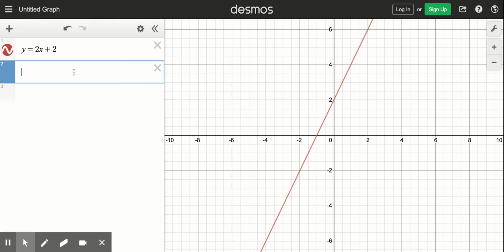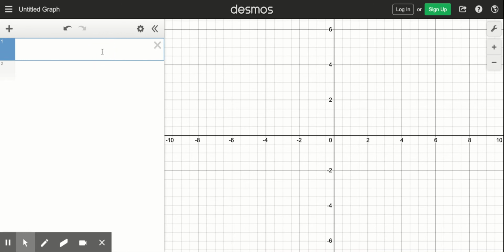I'm going to type in another one, y equals negative x minus 4. And once it gets both of them graphed, you can find the intersection and you can just hover over it and it tells you -2, -2. So the solution to this system is -2, -2.